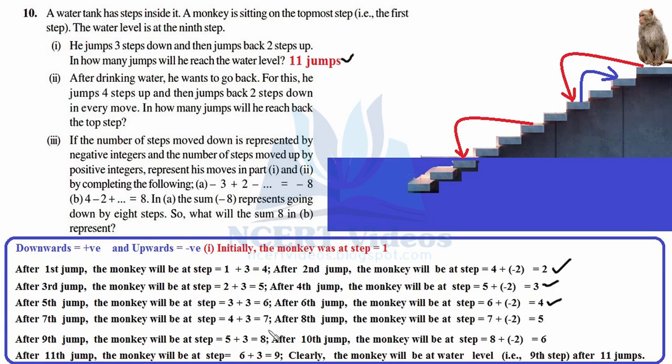So what you'll see at this step, this is an important point. At the 10th jump, when he'll be at this position, he'll now jump 3 steps. And finally he reaches the water level step. So totally after the 11th jump, the monkey will be at 6 plus 3 is 9. And we were given that the water was at the 9th level. So it took him 11 jumps.